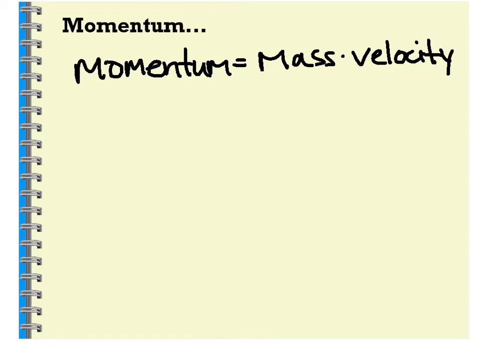Which means if you have a larger object, it's going to have more momentum if the velocity stays the same. Or if you have the same object, but it is going faster, it's going to have more momentum. We abbreviate this with a P. I don't know why it's a P, it's a P. P stands for momentum. So P equals mass times velocity. Or we can just write mass and velocity next to each other, equal to P. Okay?